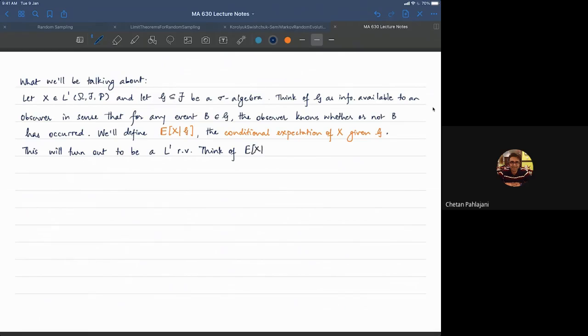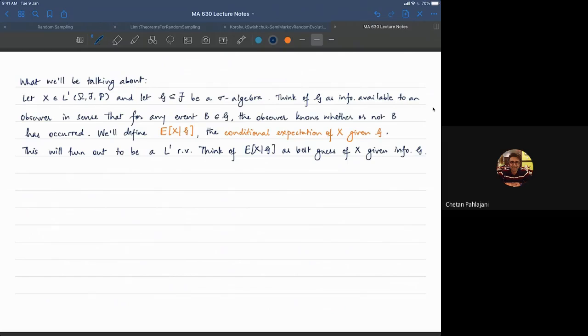How should you think of this, at least as far as your intuition goes? Think of E of X given G as the best guess of X given the information G. Hopefully this becomes a little clearer as you go on, but if you're wondering intuitively what this is representing, you should think of this as giving you the best guess of X given the information G.